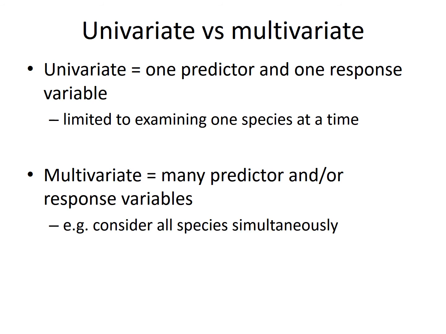Now, univariate models are really easy to visualize and really easy to interpret, but they're limited to examining one species at a time. And that's not much use when we want to look at community composition, where there could be hundreds of species that are all our response variables. A model where we've got many predictors and/or response variables we'd call a multivariate model. And when we're analyzing our communities, this is important because we want to consider all of our species simultaneously.